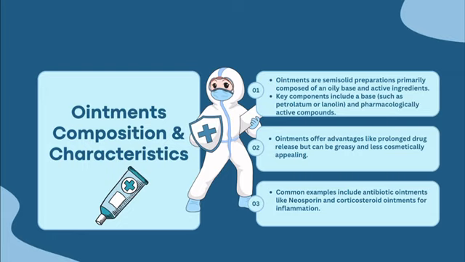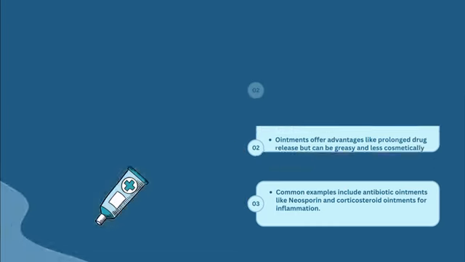Ointments. Composition and characteristics. 1. Ointments are semi-solid preparations, primarily composed of an oily base and active ingredients. Key components include a base, such as petrolatum or lanolin, and pharmacologically active compounds. 2. Ointments offer advantages like prolonged drug release, but can be greasy and less cosmetically appealing. 3. Common examples include antibiotic ointments like Neosporin and corticosteroid ointments for inflammation.